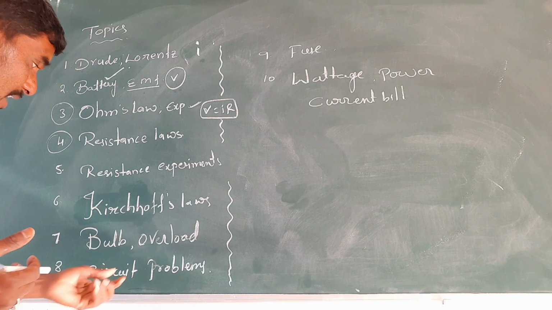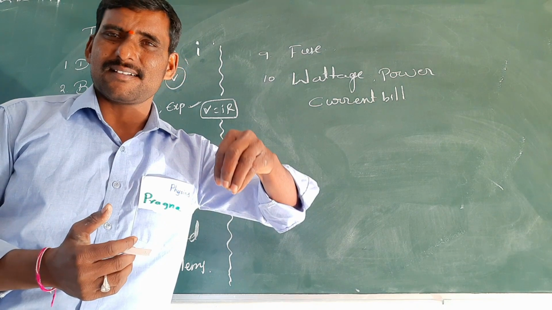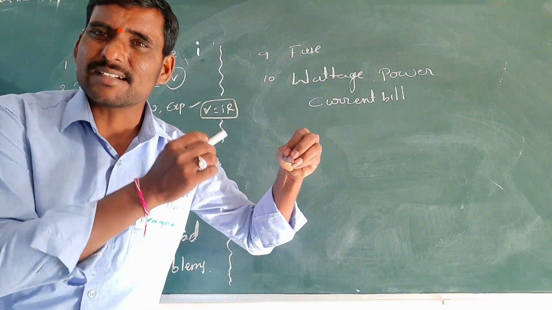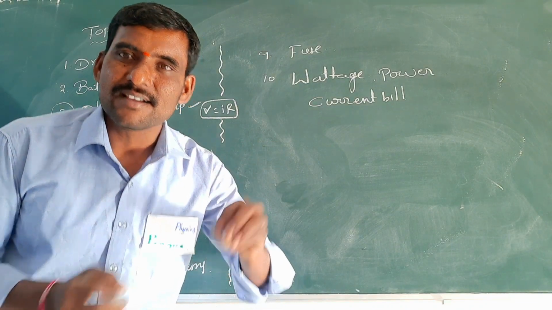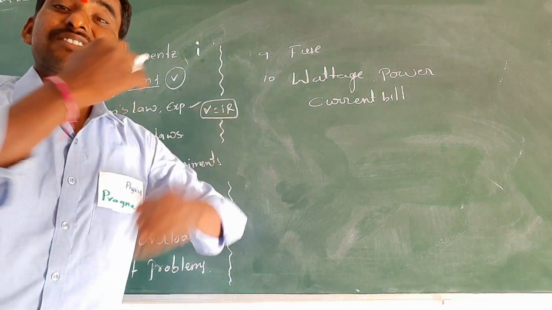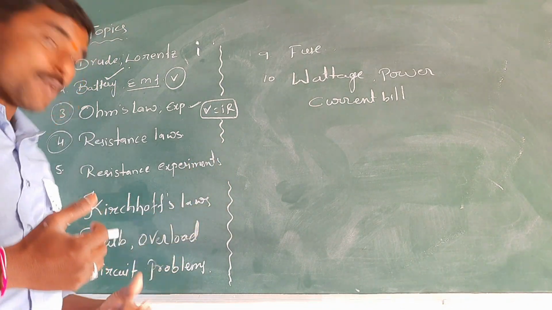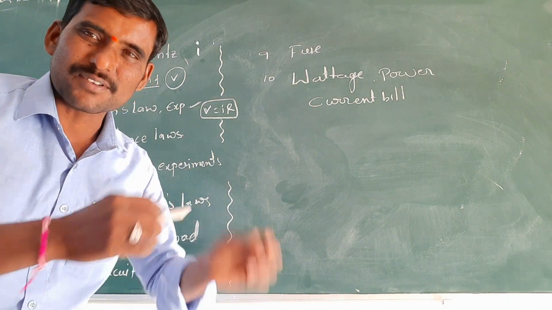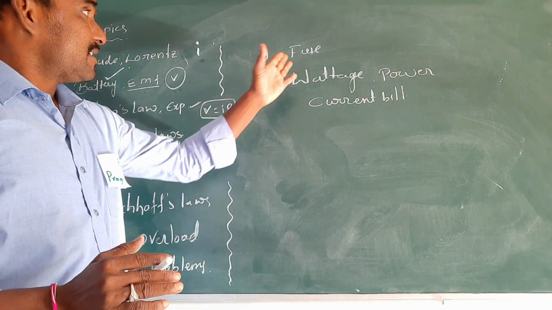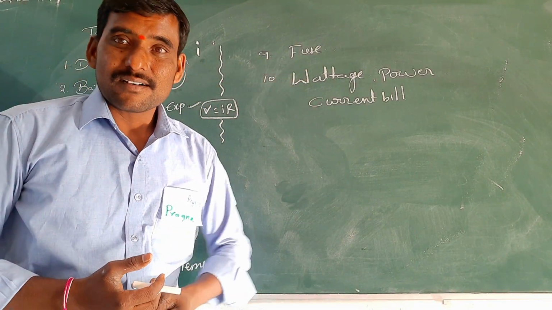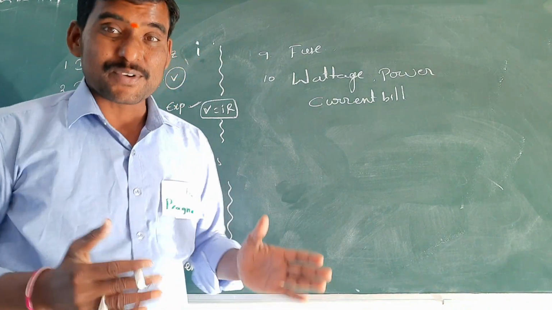Next, about the bulb filament, we prepare it with tungsten wire. And also next, what is overload? When a short circuit occurs, then circuit problems are asked. Circuit diagram problems are important in this lesson. Fuse: how can we prepare the fuse? What is the role of the fuse?